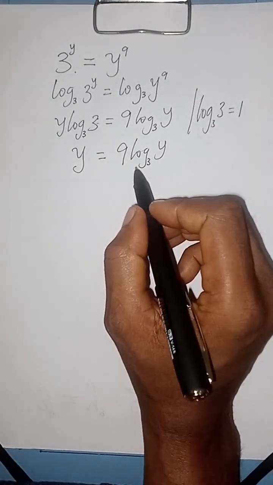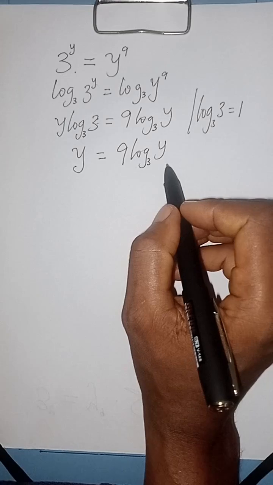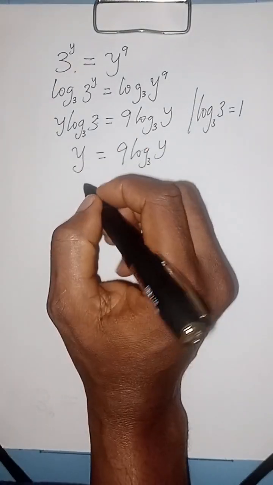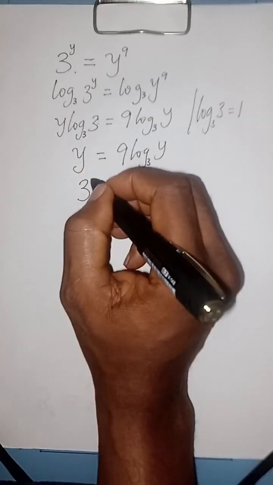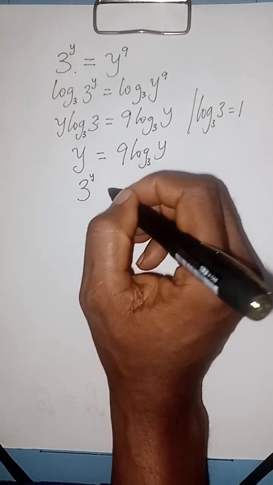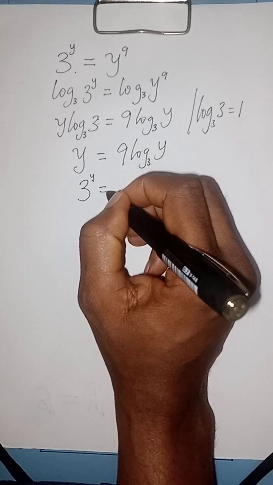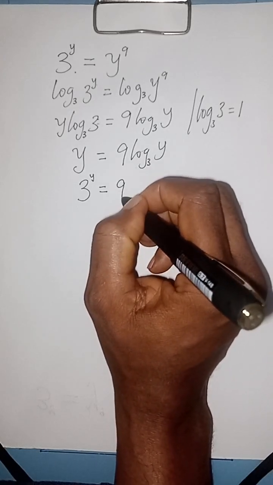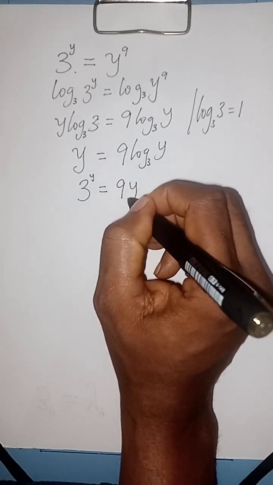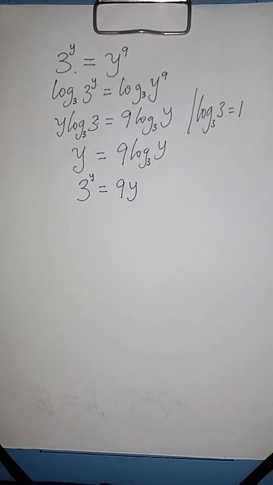How do I take away this logarithm from the right-hand side of the equation? Use the base to take up the y to its power, and this becomes 9y. Now at this point, you have 3 raised to power y equal to 9y.